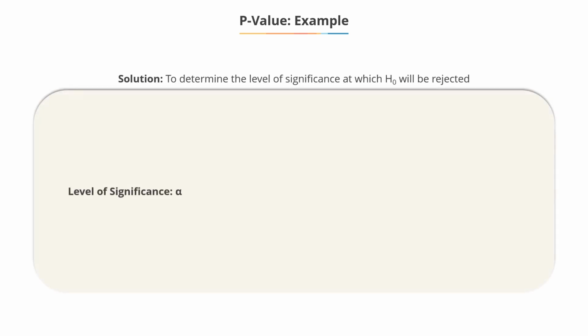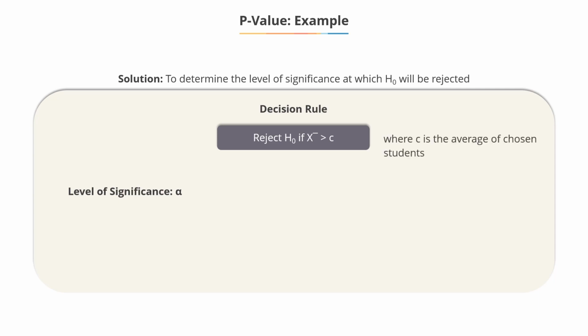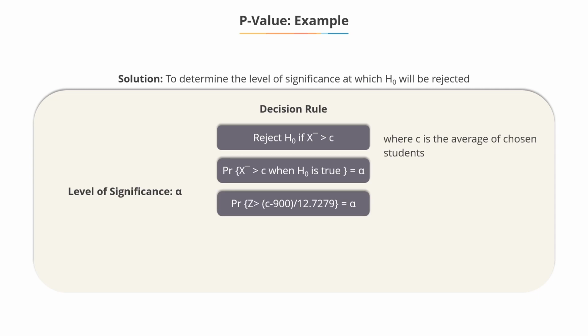Level of significance, alpha. Decision rule: reject the null hypothesis if X bar is greater than c, where c is chosen so that the probability of X bar being greater than c when the null hypothesis is true equals alpha. That is, the probability that z is greater than (c minus 900) by 12.7279 equals alpha. Setting c equals 935, (c minus 900) by 12.7279 is equal to 2.7499.